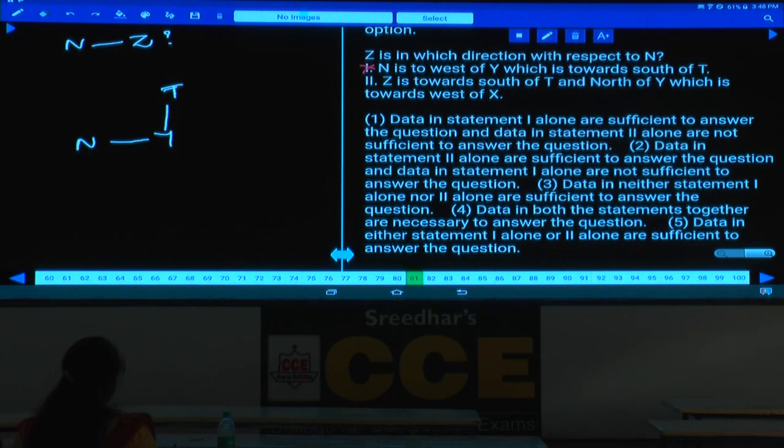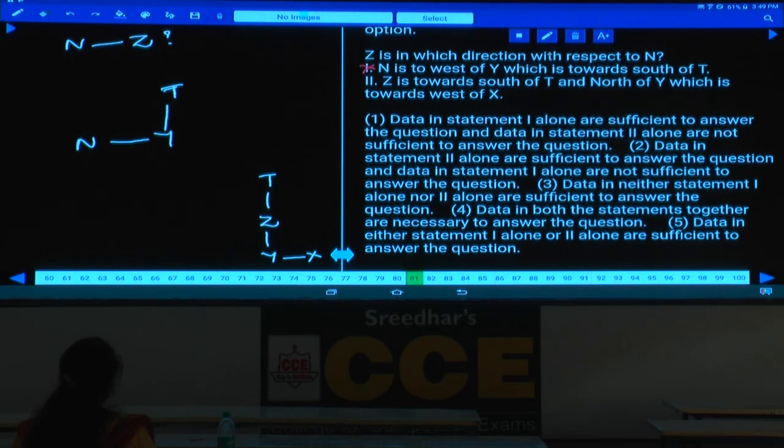And Z is towards south of T. And Z is to the north of Y. As Z is to the north of Y, and this Y is to the west of X. Now here in the second one there is no information about N. One alone is not sufficient because Z is not given in 1. 2 alone is not sufficient because no information about N is given in condition number 2.